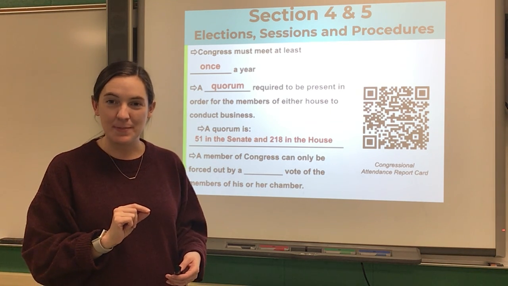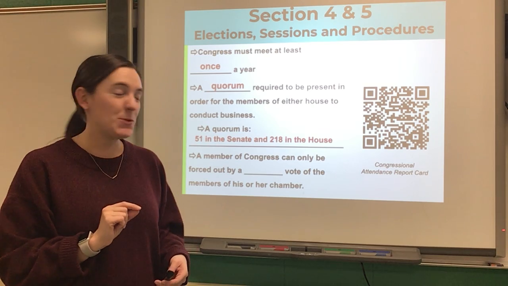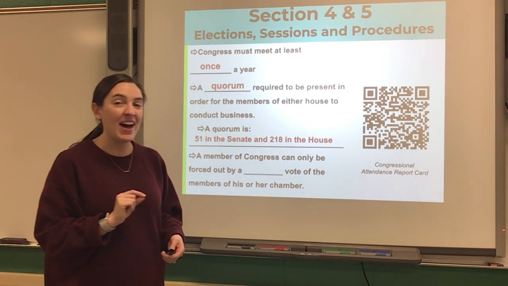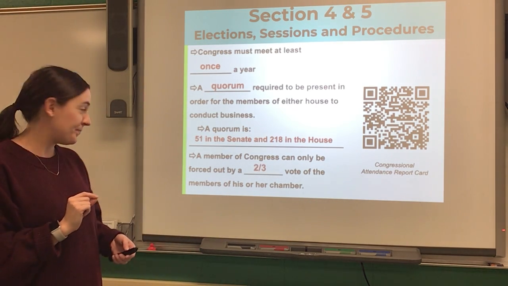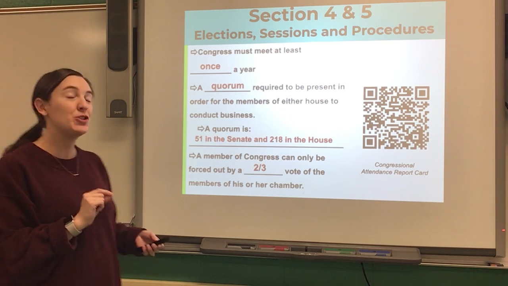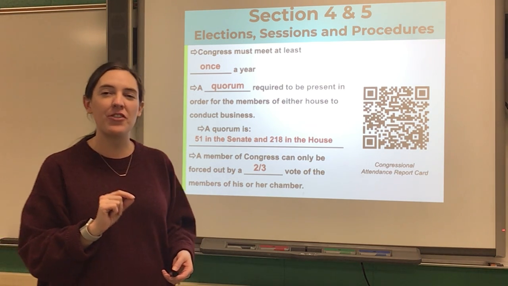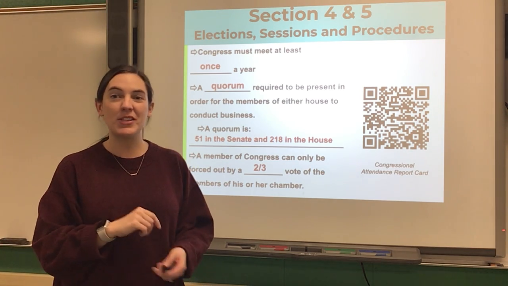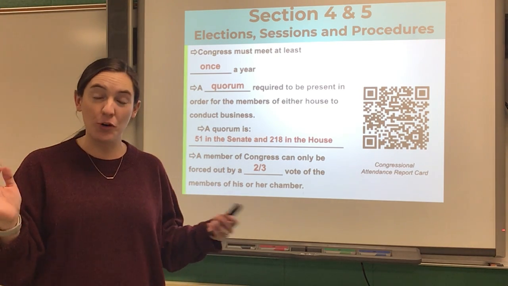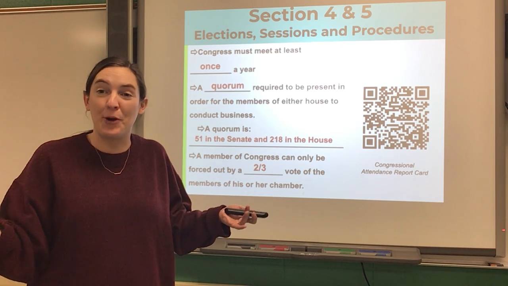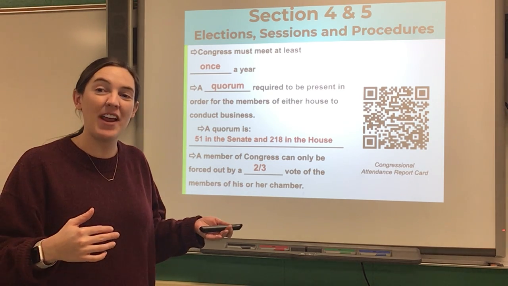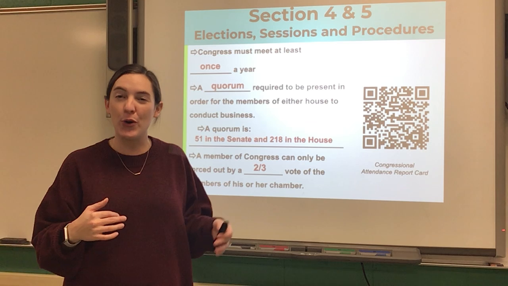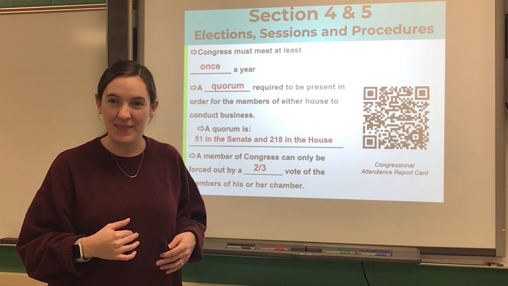The next part down here says that a member of Congress can only be forced out by a 2/3 vote of their chamber. So let's say a House member is doing some crazy stuff and is earning themselves to get expelled from Congress. They can get voted out, but they need a 2/3 vote in order to make that happen.